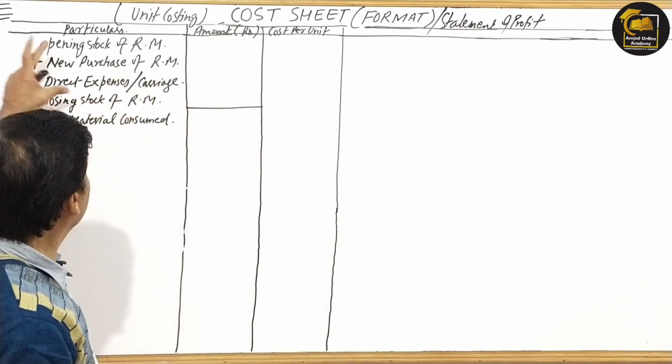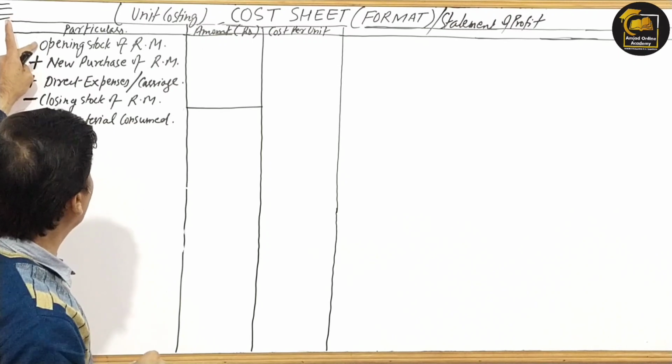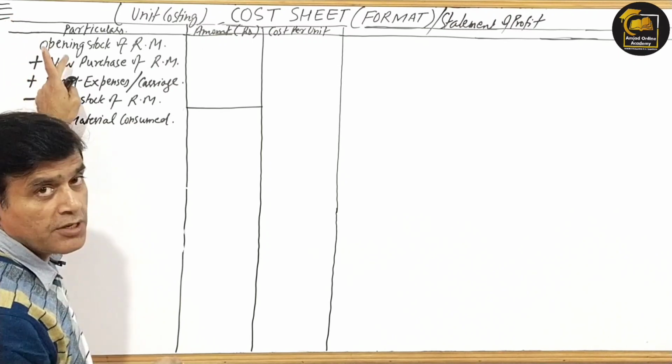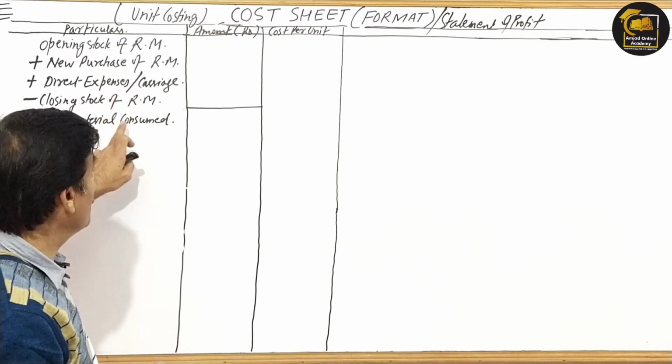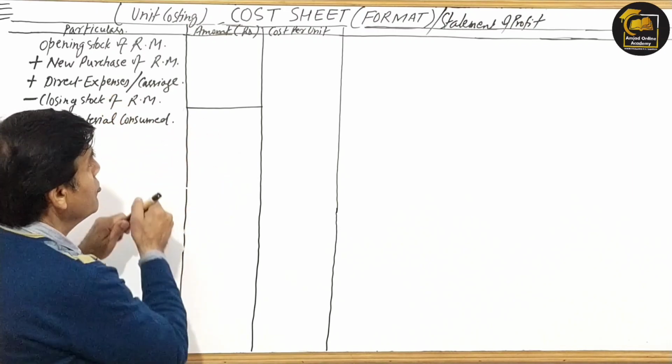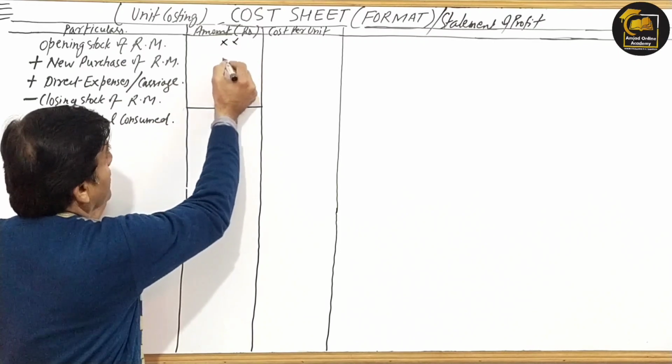So the formula of calculating the raw material consumed is simply that the opening stock of raw material plus new purchase plus carriage minus closing stock of the raw material will be equal to the raw material consumed. So whatever the amount will come here, right?